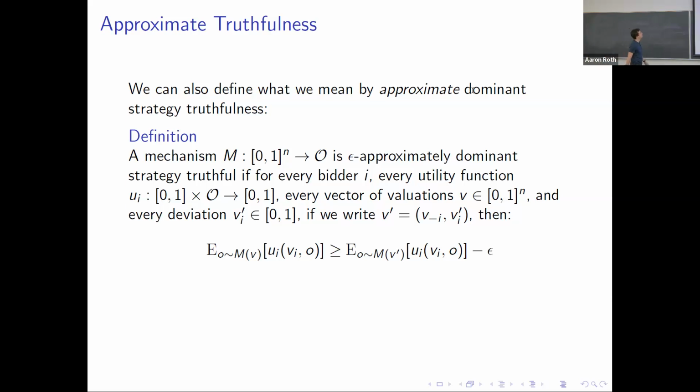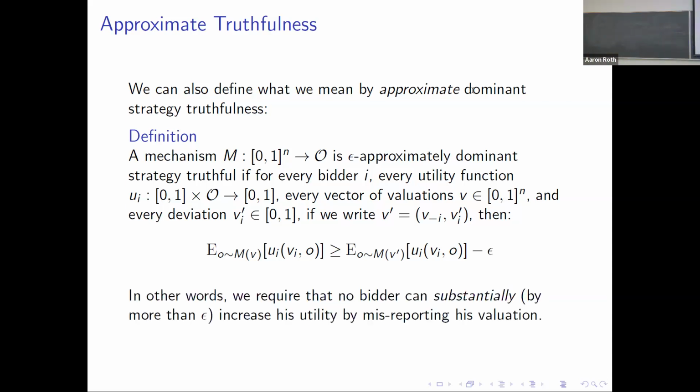Yeah, I guess you could encode the value as hard-coded into the utility function. Sometimes convenient not to, but it's the same thing. Other questions? Okay. So people can potentially benefit by misreporting, but not by much, not by more than epsilon.